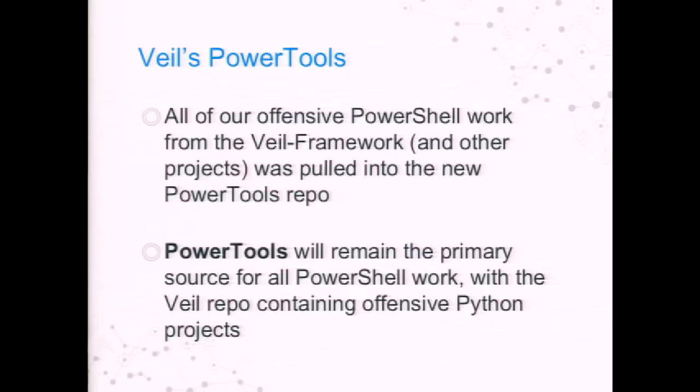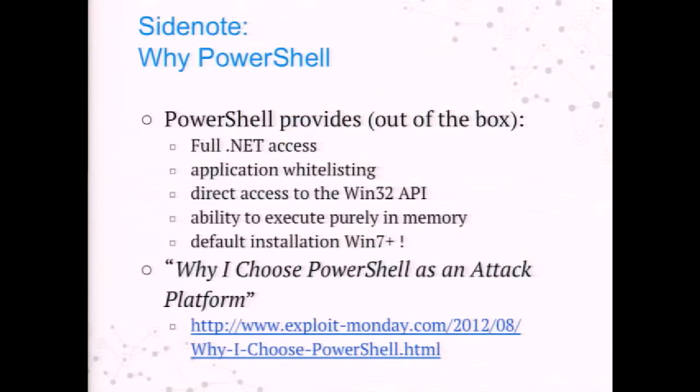Really quick note, my workmates make fun of me because I won't shut up about PowerShell all the time. That's all I've done in the last year. But PowerShell, real quick, out of the box, here's why you should use it. It provides full .NET access, application whitelisting and AV evasion bypass natively, and direct access to the Win32 API, which we'll go over. You can execute everything purely in memory without touching disk, and it's installed on every machine from Windows 7 and up. If you're not using PowerShell as an offensive operator, you absolutely should be. There's no reason not to.